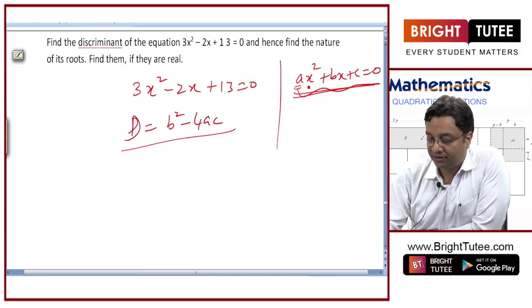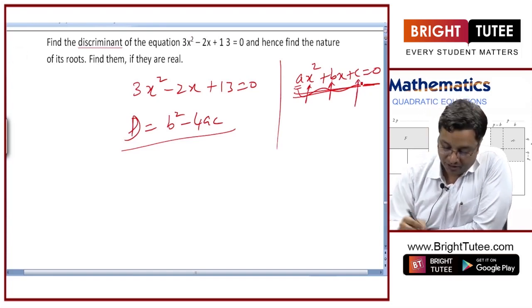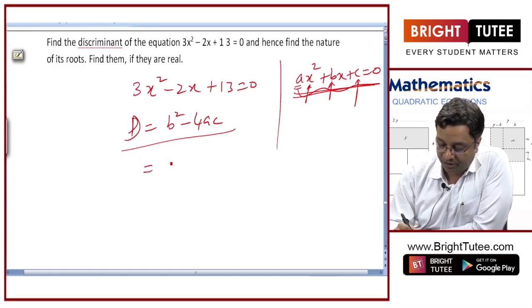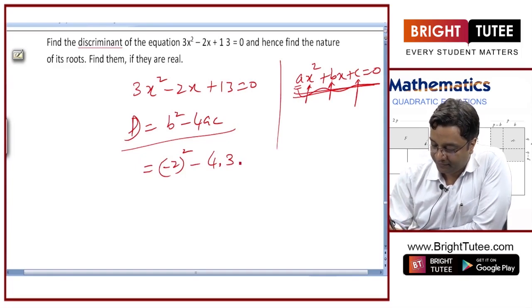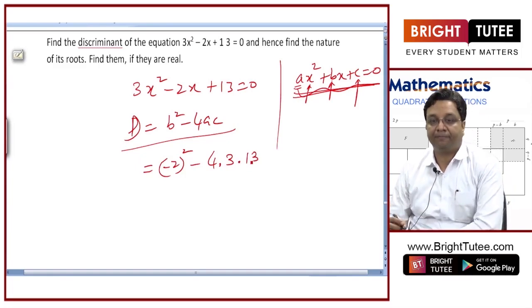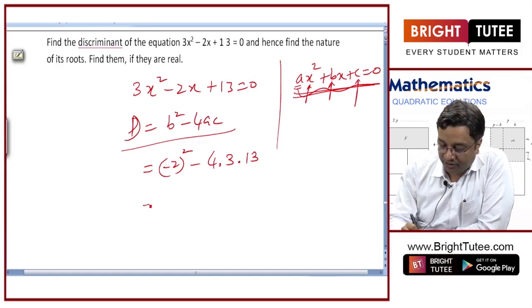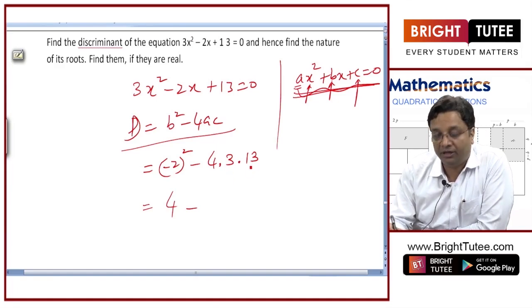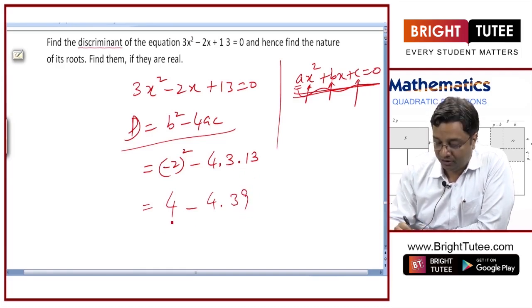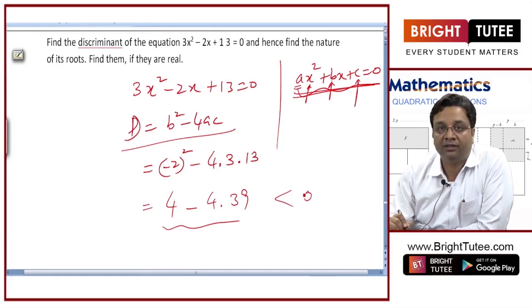So, a is nothing but the coefficient of x square, b is nothing but the coefficient of x, c is nothing but the constant term. So, the discriminant should be equal to (minus 2) square minus 4 into a is 3, c is 13. So, let us see. This is 4 minus 4 into this big number, right. So, 4 into this is what? 39, right. So, this is obviously a negative term. This is lesser than 0.